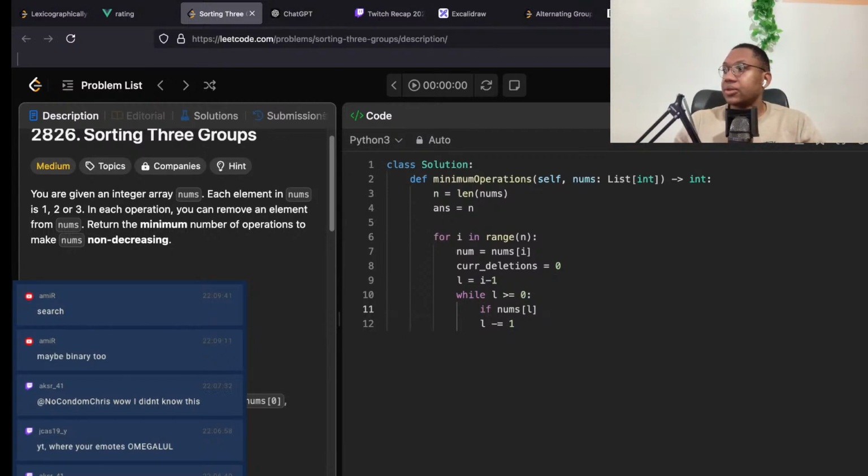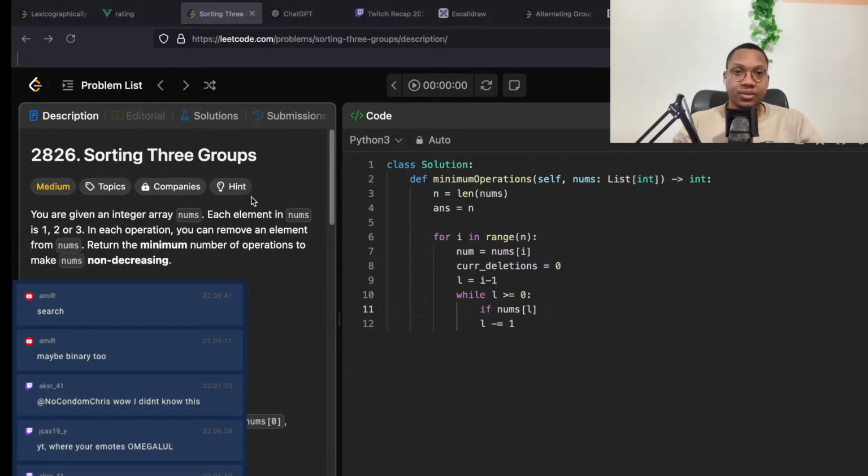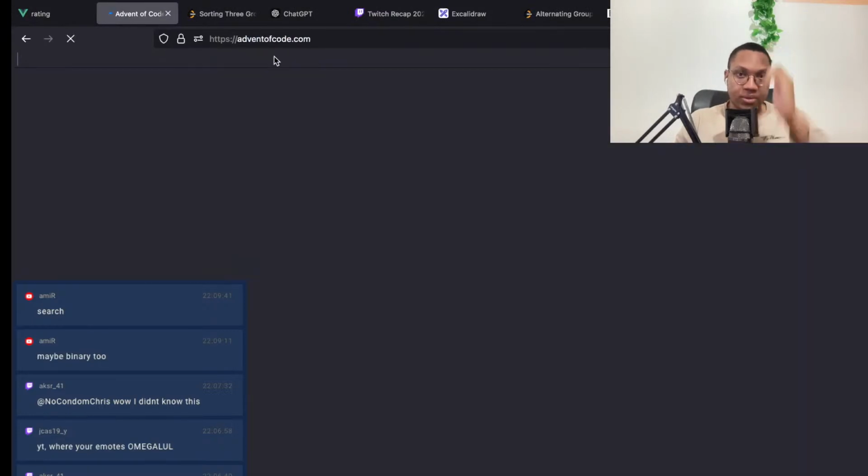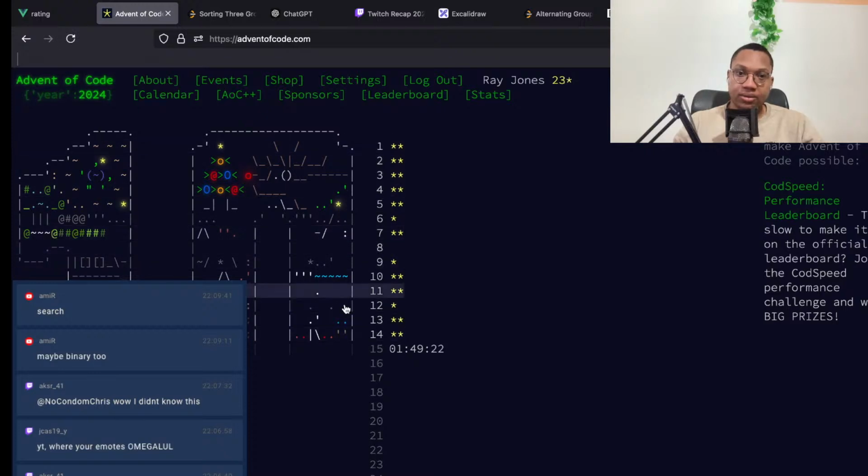Maybe binary search too. I think my brain is cooked. I'm too tired now. I'll do this one probably tomorrow, most likely. And then I want to do the Advent of Code problem too. I want to do the Advent of Code.